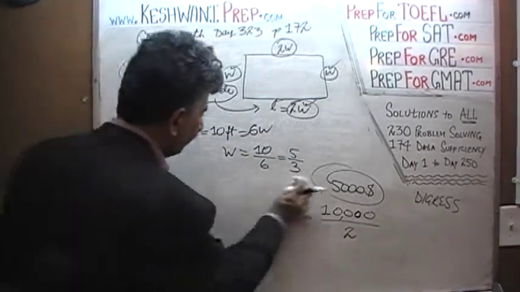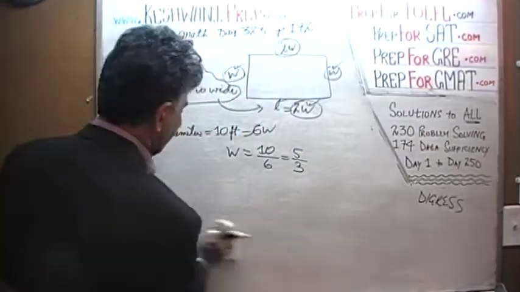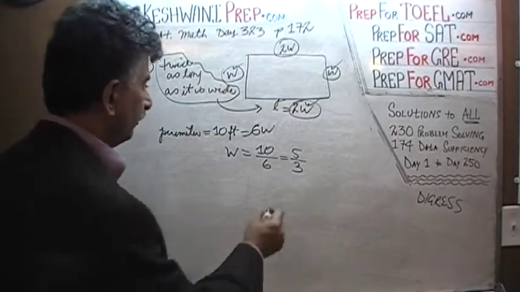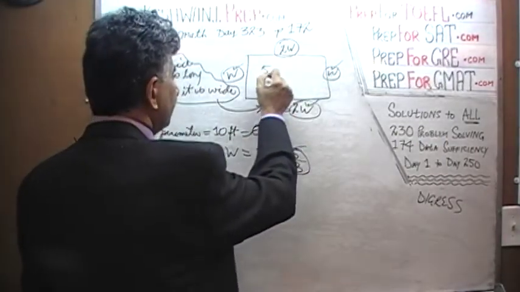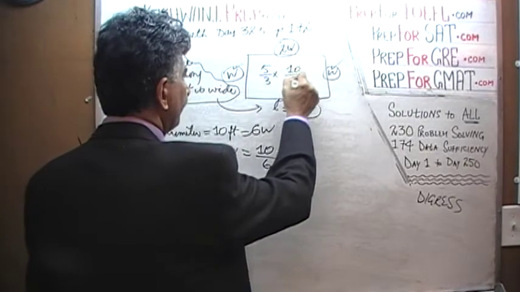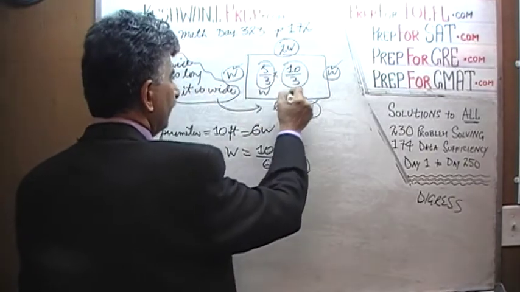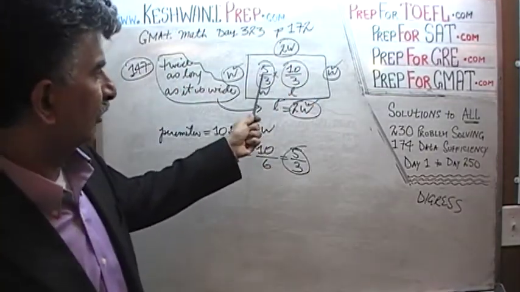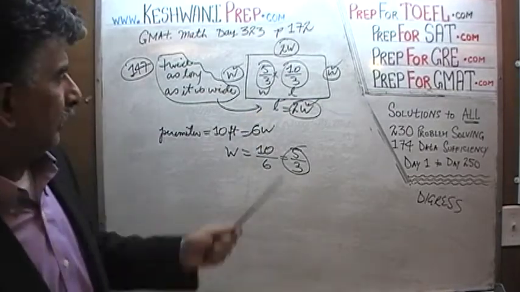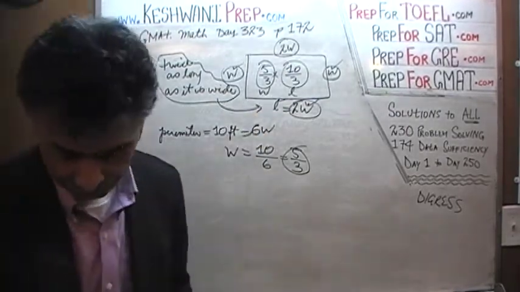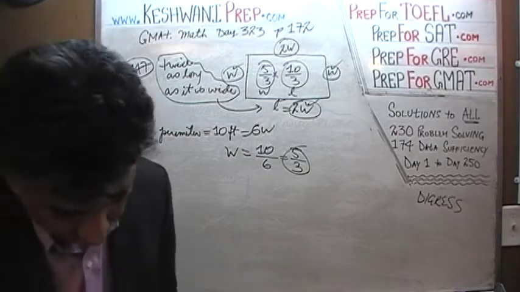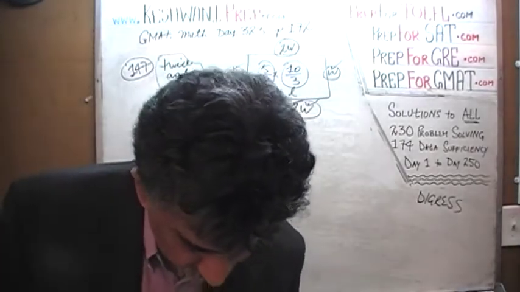They were looking for the dimensions of this window. The dimensions are 5 over 3 by 10 over 3. This is the width and this is the length. The length, of course, is 2 times that, so you just take the width and multiply it by 2. It's 5/3 by 10/3. That's all, and that will be answer choice B.